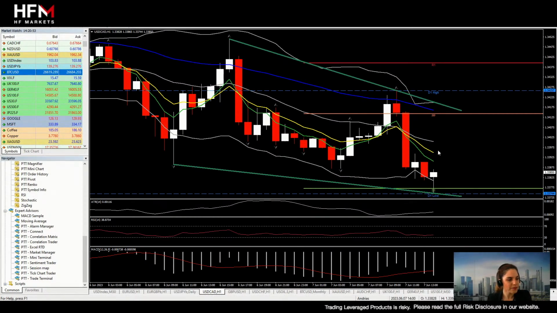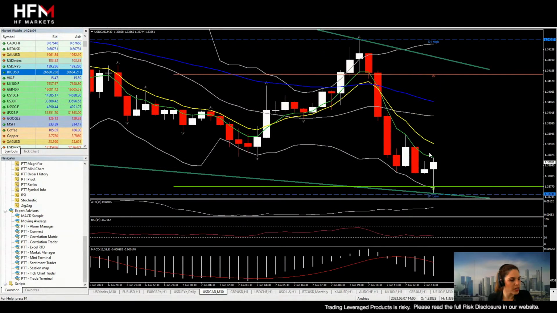You see doji, long-length candles, more body candles, RSI flat. Even if I zoom into the 30-minute chart, you can see that the fast moving average has started pointing to the right-hand side, indicating that we might see consolidation for the next few hours until the Bank of Canada release.